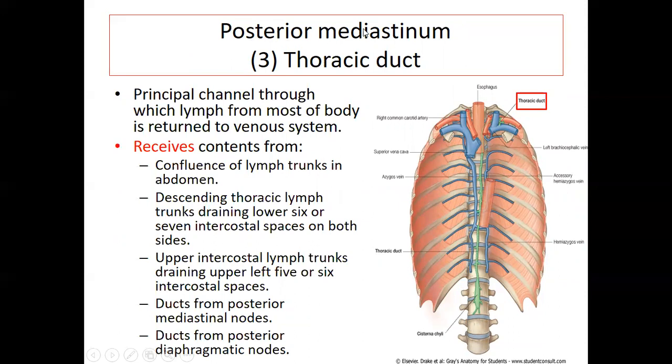The other structure that is also present in the posterior mediastinum is the thoracic duct. You can see here, the green colored vessel is the thoracic duct. It is the principal channel through which lymph from most of the body is returned to the venous system. This thoracic duct receives content from the confluence of the lymph trunks in the abdomen, the descending thoracic lymph trunk draining the lower 6 or 7 intercostal spaces on both sides, the upper intercostal lymph trunk draining the upper left 5 or 6 intercostal spaces, the duct from the posterior mediastinal nodes and the duct from the posterior diaphragmatic nodes.